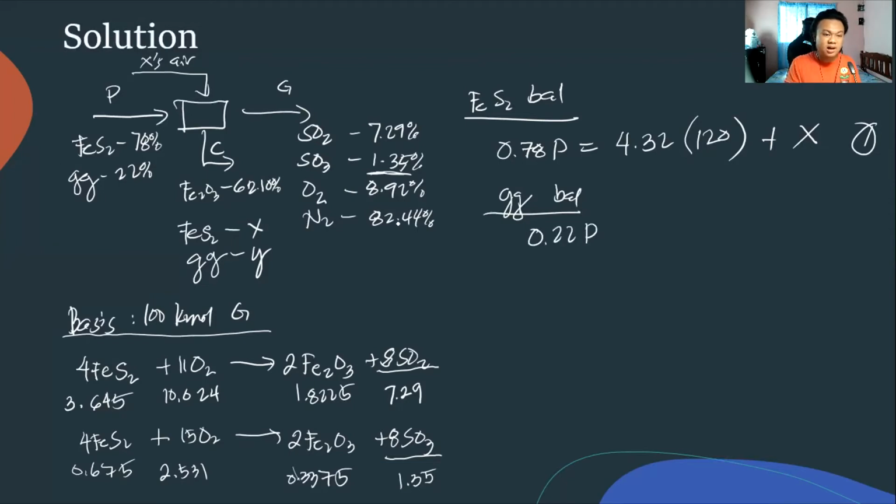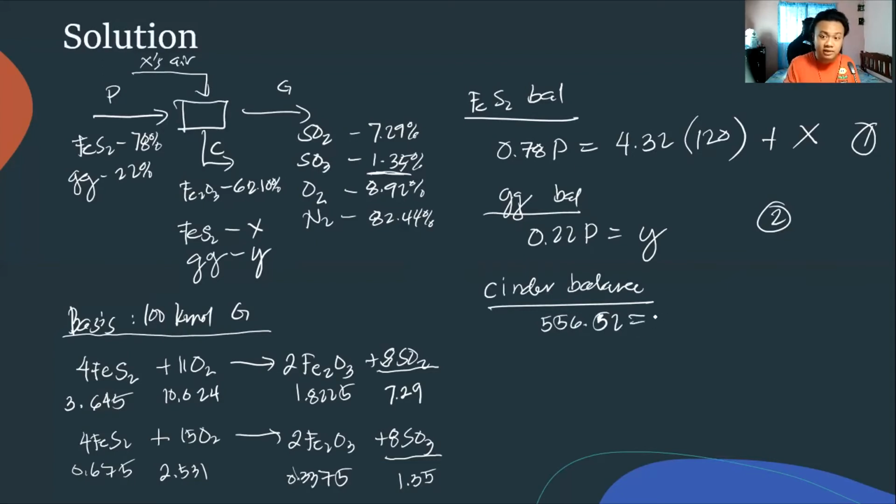and then we have our gangue balance, just 0.22 of our pyrite, and then it's equal to y. Ana lang, because there is no gangue that was produced in the gas. So this is equation 2, and then you have your cinder balance. It's just the sum of this. Okay, so just 556.52 is equal to the weight of the Fe₂O₃, which is 345.6 plus X plus Y.